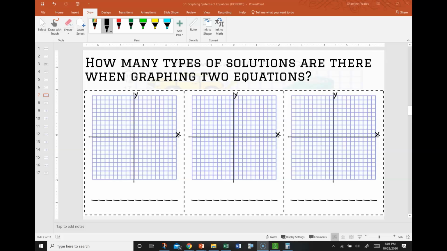All right, so now that we know how to tell if a point is a solution, we have to talk about how many types of solution there are when graphing two equations. So we've got the option of one solution. This is if the slope is different in both lines in any way, and they'll cross at a single point, like that. Okay, and that would be the one solution to the system.